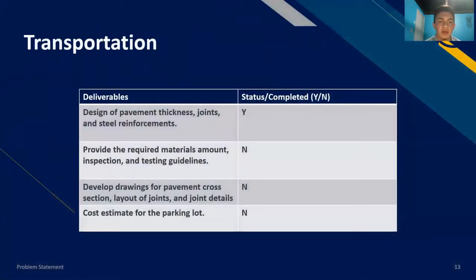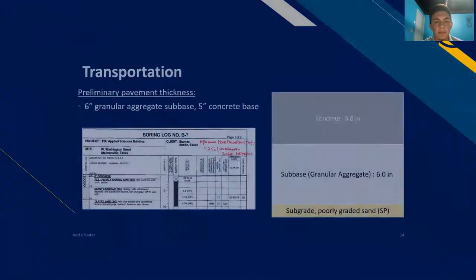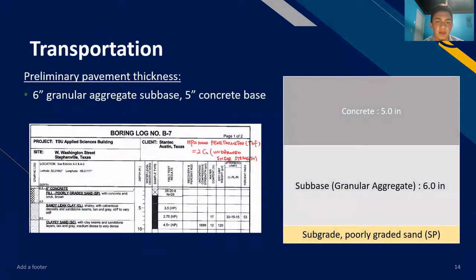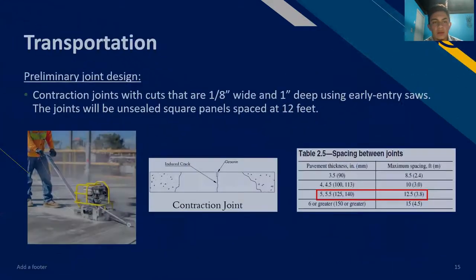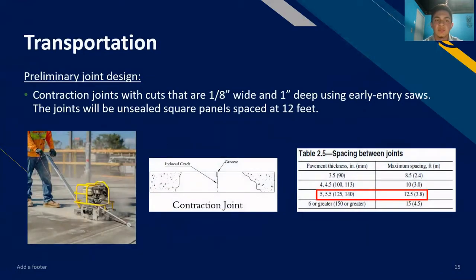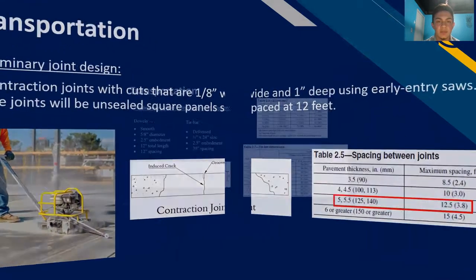The design details. The current progress is that the design of the pavement thickness, joints, and exterior reinforcements has been completed, and the rest remains yet to be completed. The preliminary pavement thickness is a 6-inch granular aggregate subbase with a 5-inch concrete base on top. The preliminary joint design will be contraction joints with the following characteristics, and they will be square panels spaced at 12 feet.